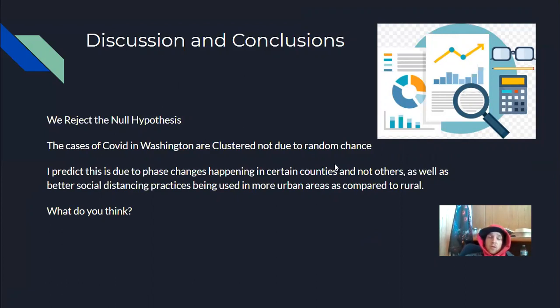This could be causing increased rates of exposure and less social distancing, while social distancing practices are being used better and are more commonplace in urban areas as compared to rural areas. This could be a factor that plays into clustering of COVID cases in Washington state. And really, I want to just leave it up to you. What do you think could be causing clusters in Washington state?